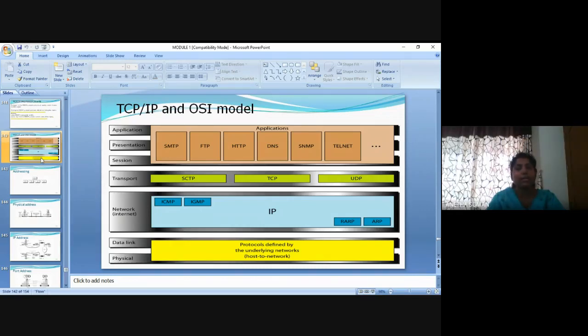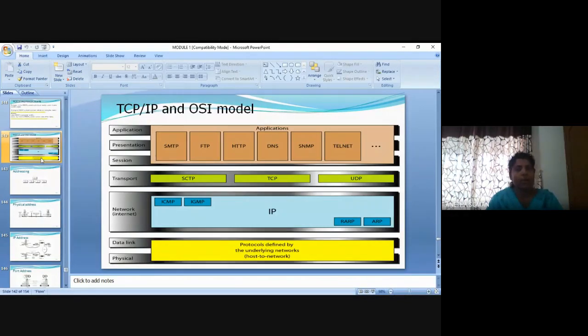If I want to connect to a network for the first time, I will make use of this RARP protocol in order to identify the logical address or the IP address. The physical address I will know, but the IP address I won't know if I'm connecting for the first time. So by making use of this protocol, I can get that. So, 2 protocols, ARP and RARP.